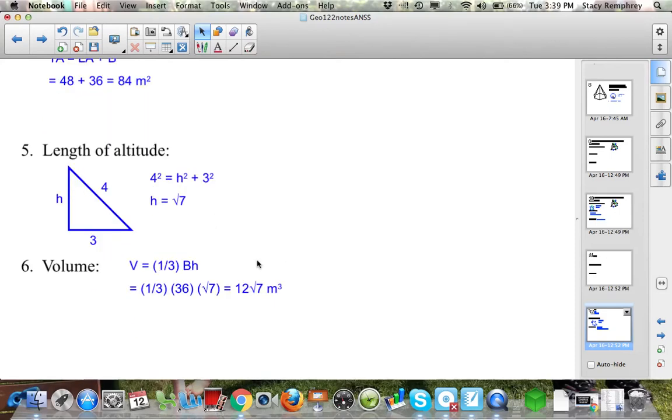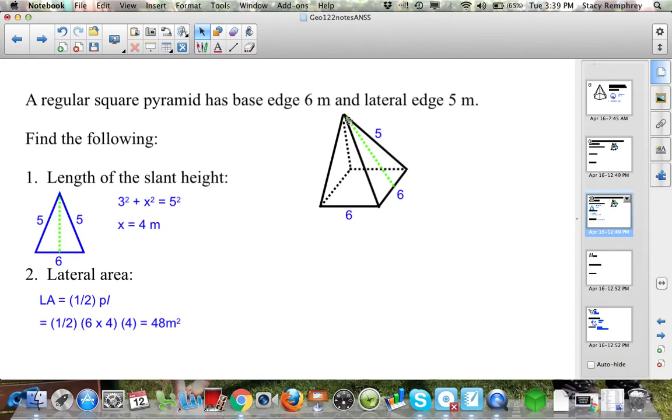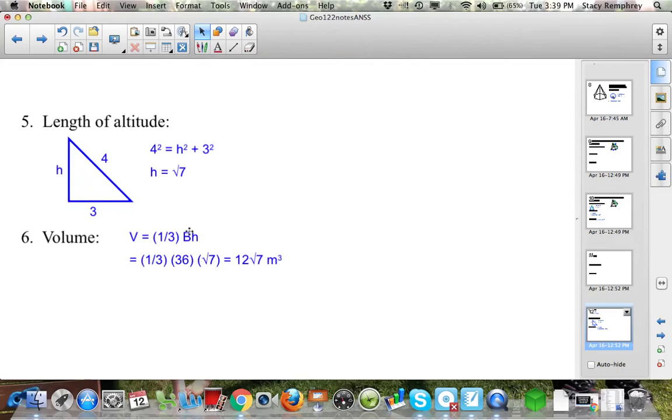For the length of the altitude, I'm going to just go back here a second to show you what triangle I'm using. Again, I'm dropping an altitude down here. I'm using the apothem, which will be 3, and the green slant height. That's the triangle I'm using here. So I knew the apothem was 3, the slant height was 4. I used Pythagorean theorem to find that the height of the entire prism was the square root of 7. And then again, to find the volume, it's 1/3 area of the base times the height. I plugged in what I had, and that's my volume.